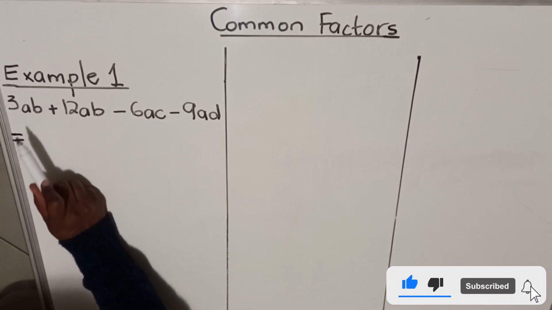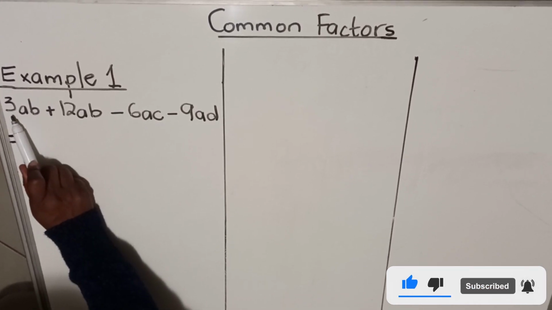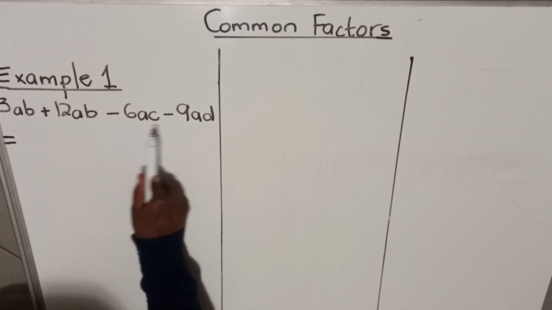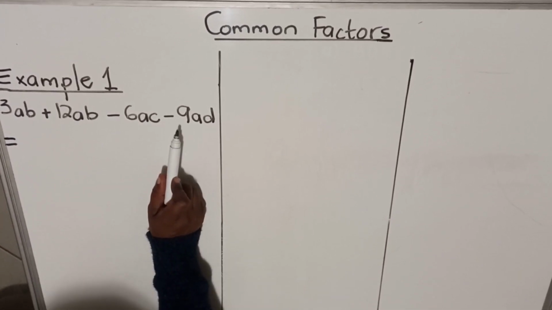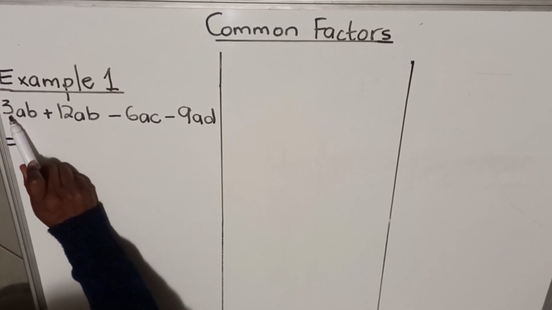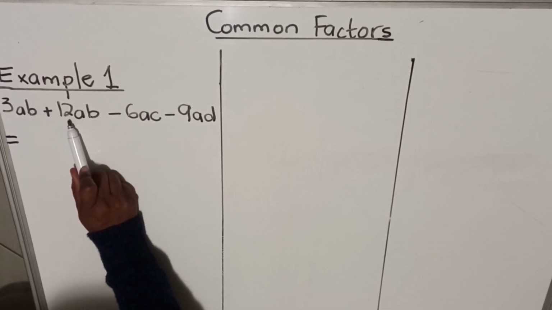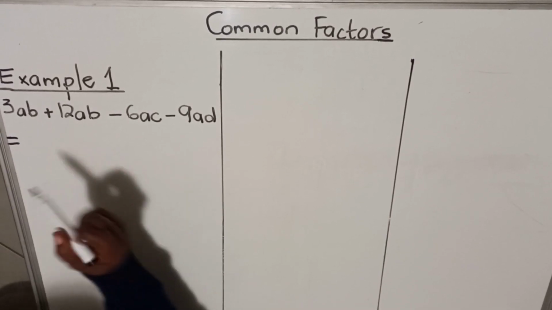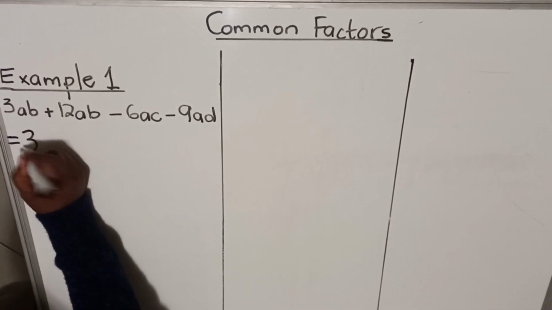So actually a highest common factor that will divide 3, that will be a factor of 12, that will be a factor of 6, and that will be a factor of 9. That will be 3. 3 divided by 3 is 1. 12 divided by 3 is 4. 6 divided by 3 is 2. And 9 divided by 3 is 3. So I'm going to write my common factor here, 3.